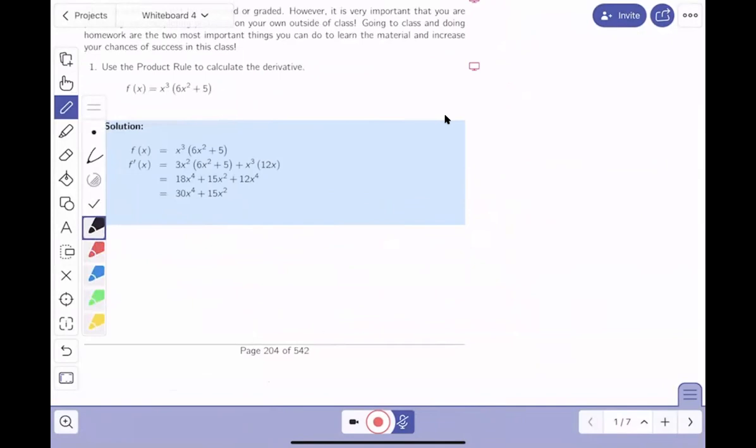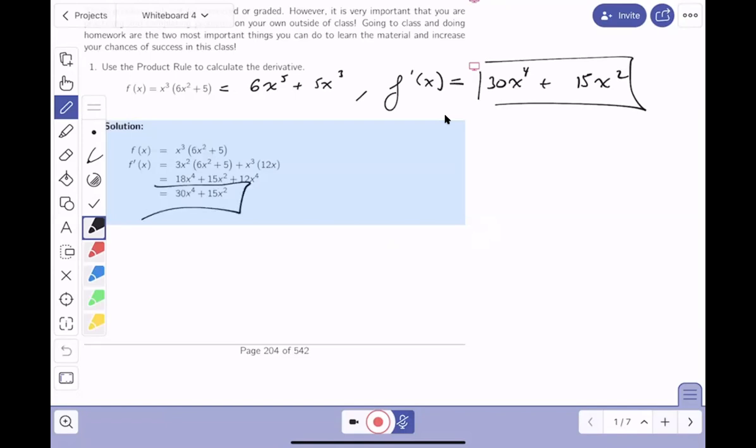If I were doing this problem over here, I would just simply multiply it out, and you would get 6x^5 plus 5x cubed, and then I would take its derivative. So I would simplify and then take the derivative. What do you get over there? 30x^4 plus 15x squared. All right, do we get the same answer? Yes, we do. But let's use the product rule.